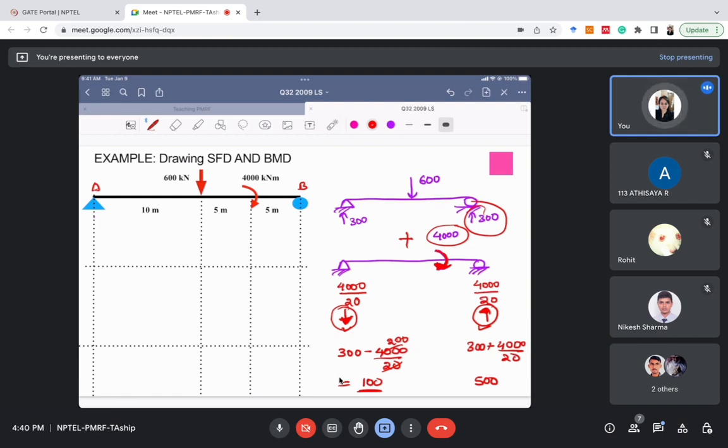Okay, the reaction does not depend on the location of this moment here. Please note that. For a section, even if it were here, the result would be the same. So this is the method of calculating the reaction. We have calculated the reaction: the reaction at A is 100 kilonewton and the reaction at B is 500 kilonewton. Now we will see how to draw the SFD and BMD here.